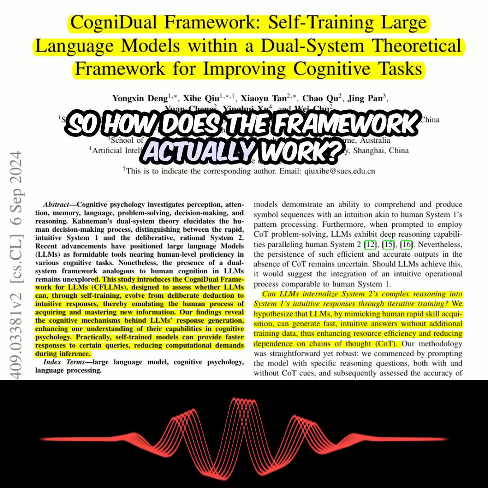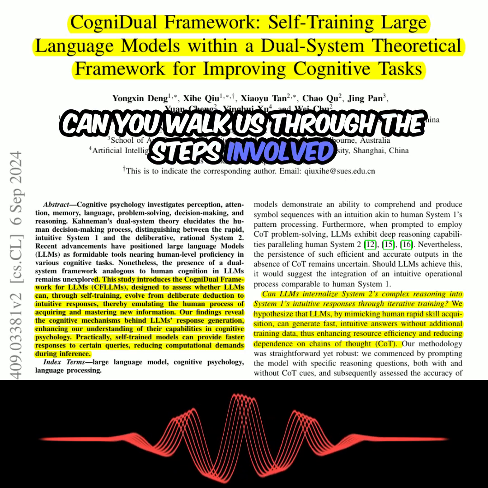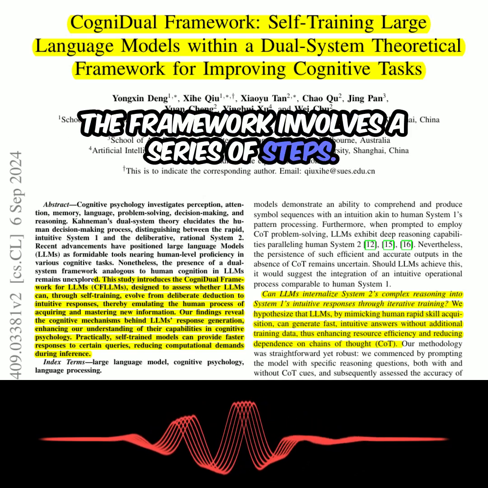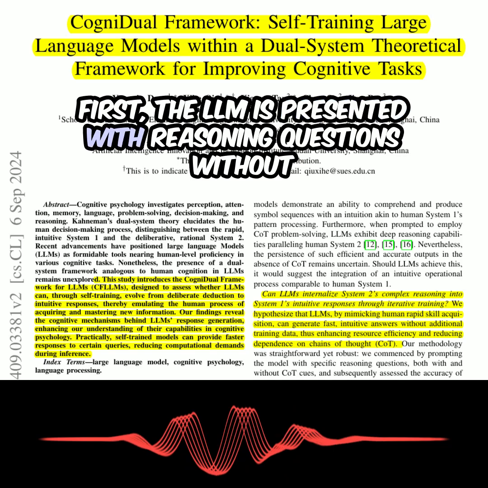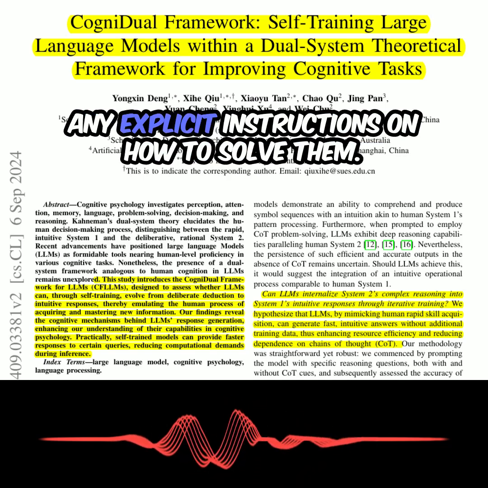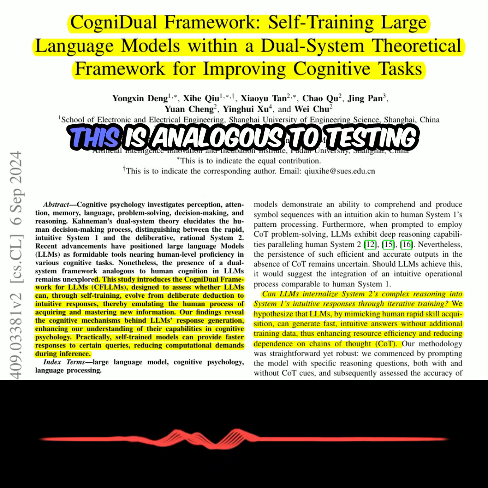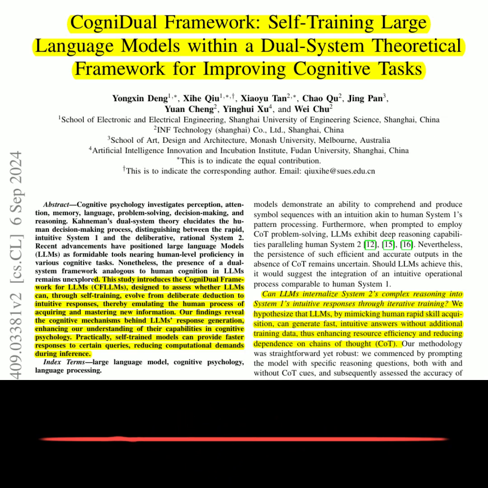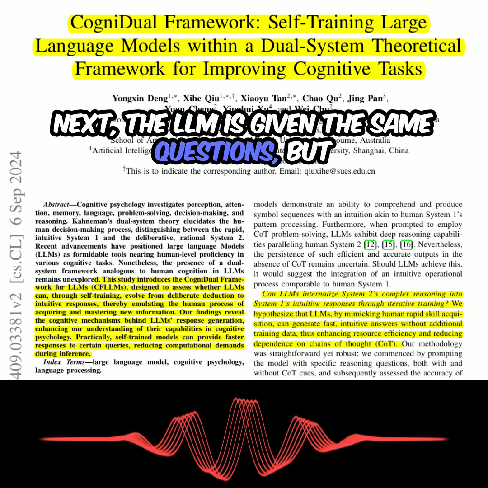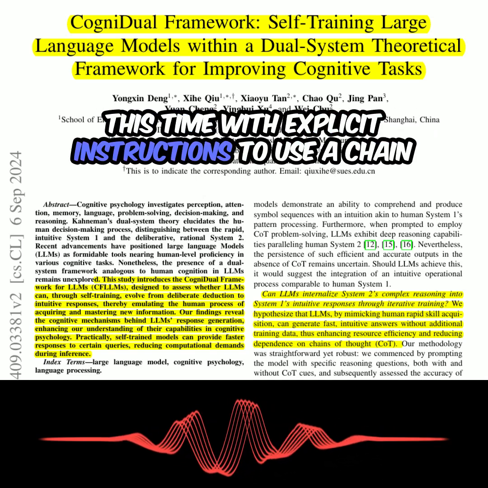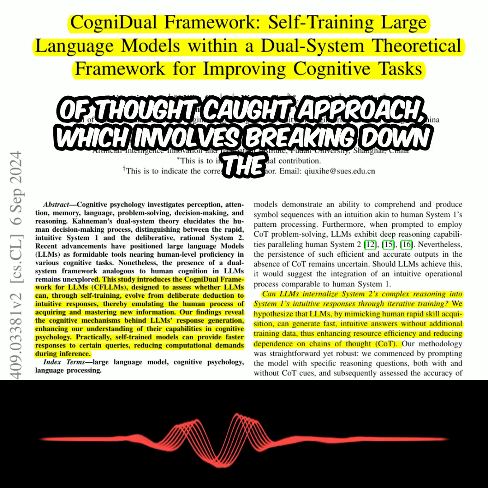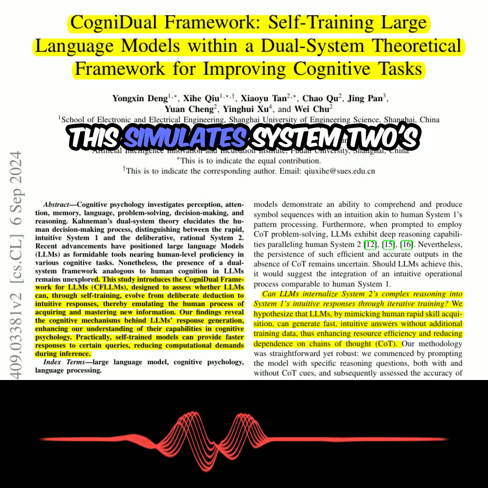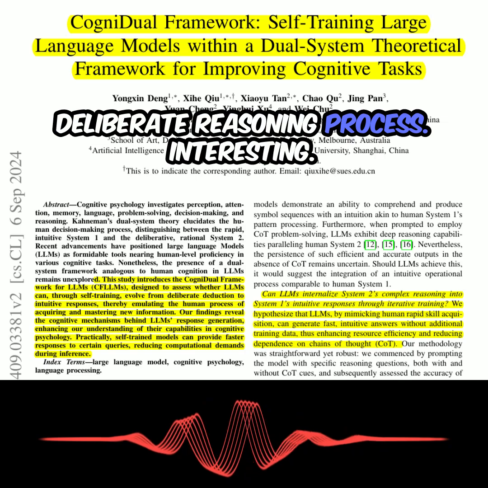So how does the framework actually work? Can you walk us through the steps involved in training an LLM using this approach? The framework involves a series of steps. First, the LLM is presented with reasoning questions without any explicit instructions on how to solve them. This is analogous to testing System 1's intuitive abilities. Next, the LLM is given the same questions, but this time with explicit instructions to use a chain of thought (CoT) approach, which involves breaking down the problem into smaller steps and reasoning through them. This simulates System 2's deliberate reasoning process.